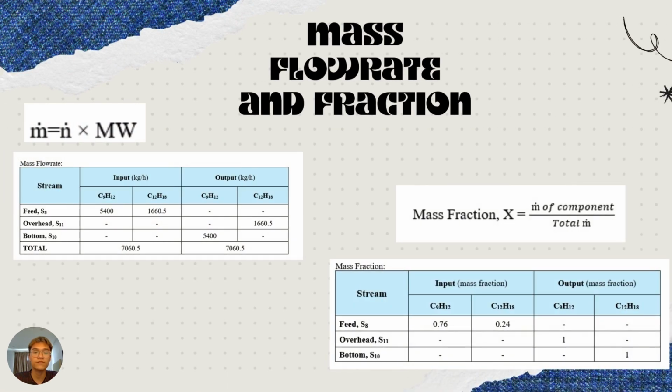Finally, the mass flow is calculated by using molar flow rate multiplied by molecular weight, and the result confirms that the overall mass balance is satisfied. That's all for my presentation.